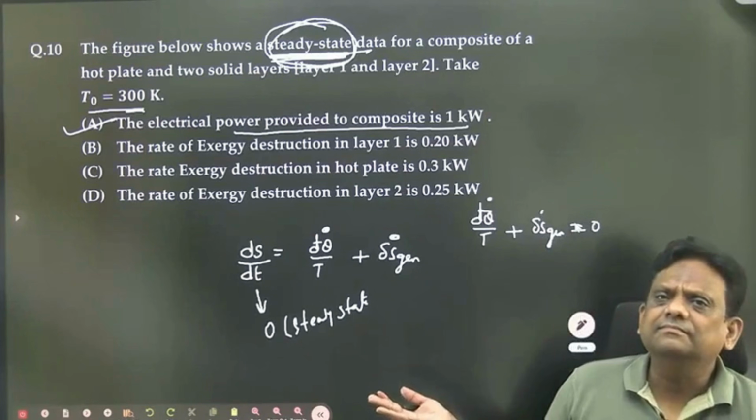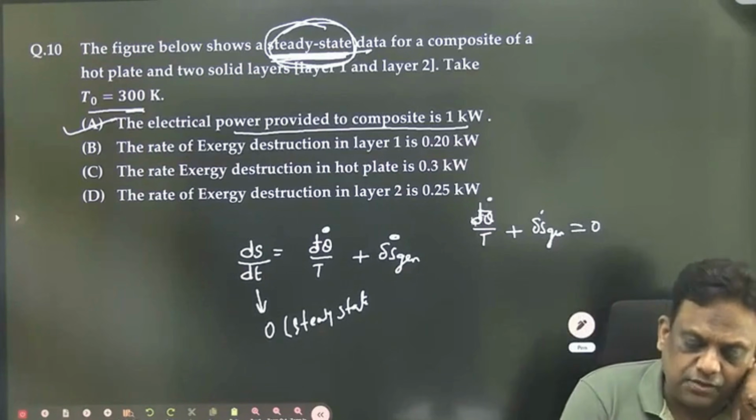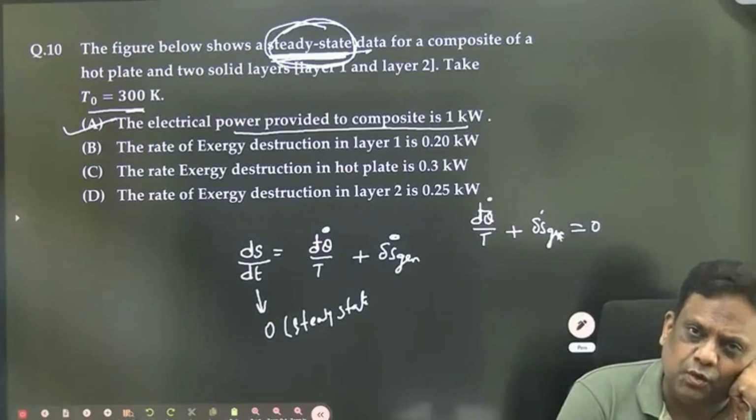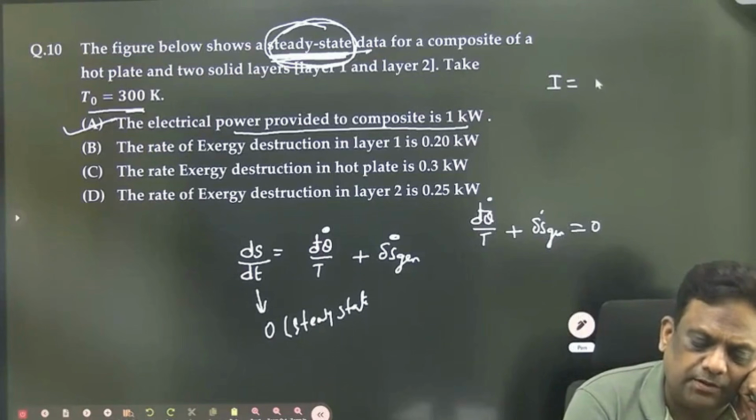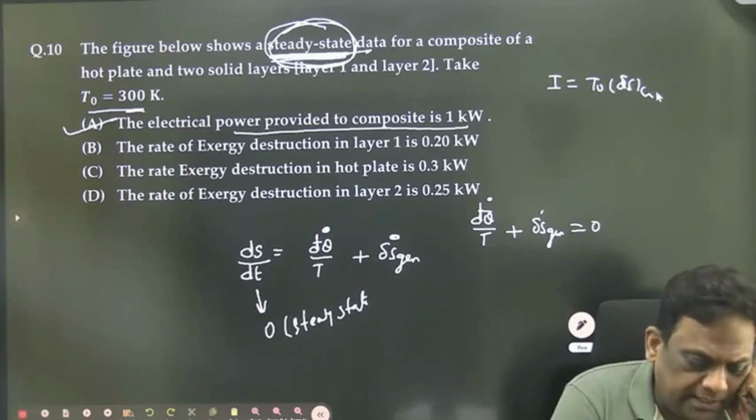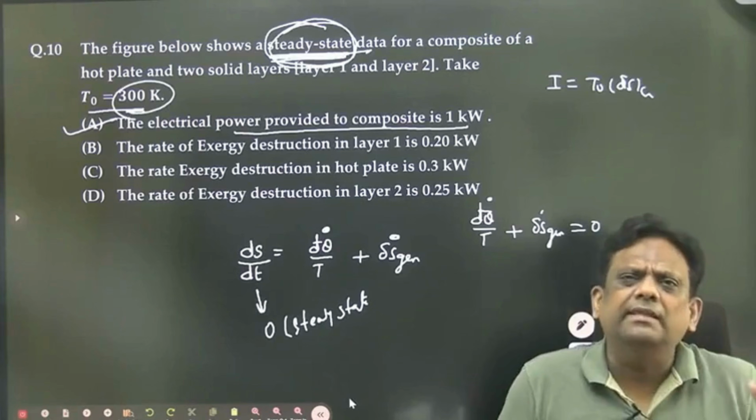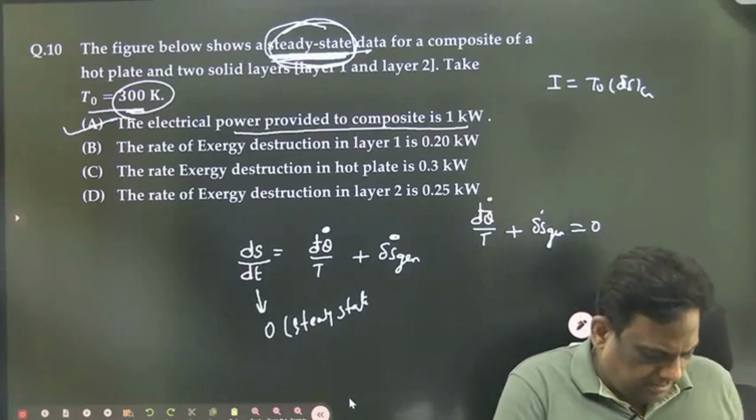That's it, sir. At least have you understood? So once the entropy generation is known, irreversibility will be equal to T naught into entropy generation. So T naught is already given as 300. You calculate the entropy generation in each case.